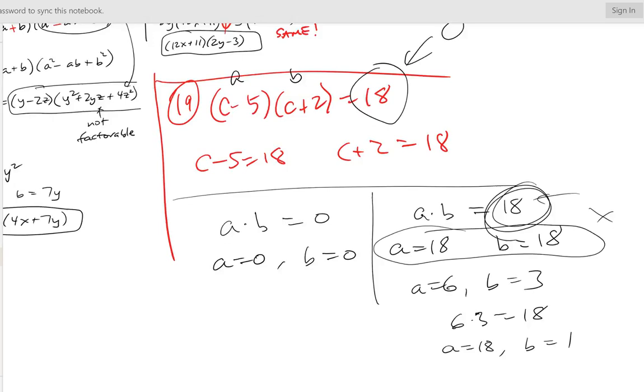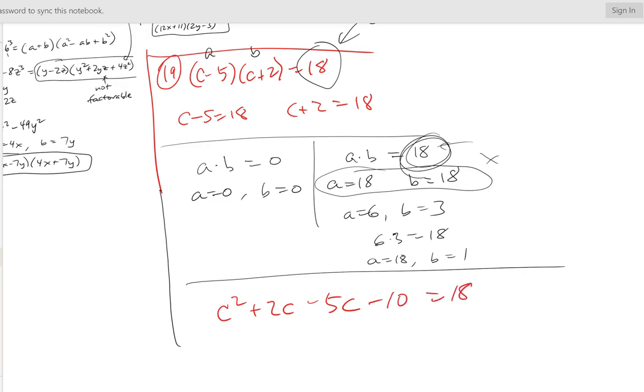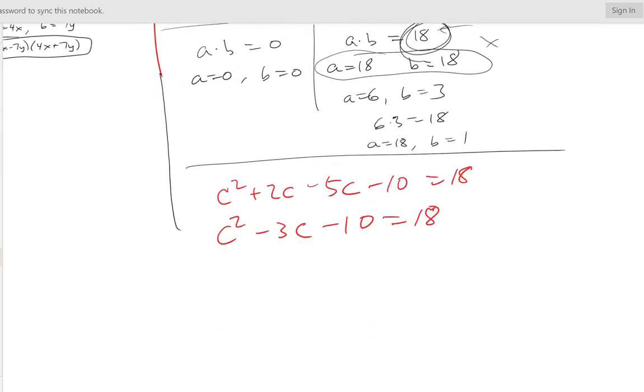So then what do you do? Well, with 19, let's get back to red. You have to multiply that mess out. So c minus 5 times c plus 2 would be c squared plus 2c minus 5c minus 10 equals 18. So this is c squared minus 3c minus 10 equals 18. And now I'll subtract 18 from both sides, getting everything to one side, and I get c squared minus 3c minus 28 equals 0.